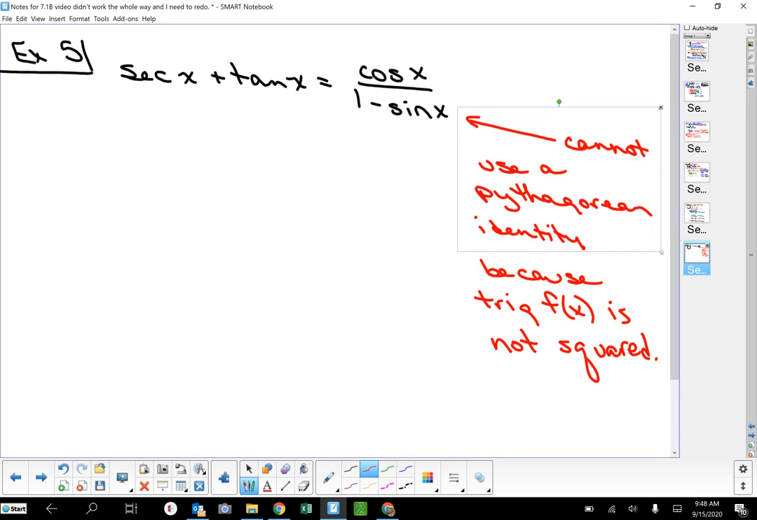It's just a sine x. It's not a sine squared x. So you can't use a Pythagorean identity here. This does not equal cosine squared. It would be really nice, but it doesn't happen.